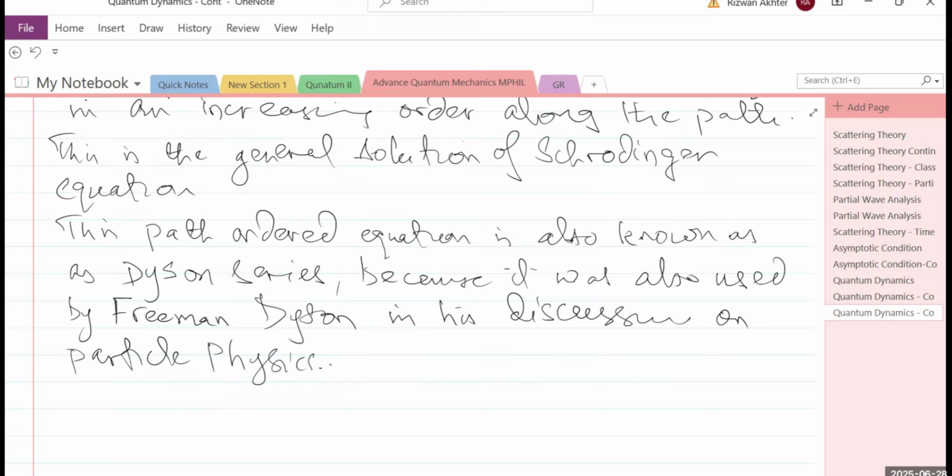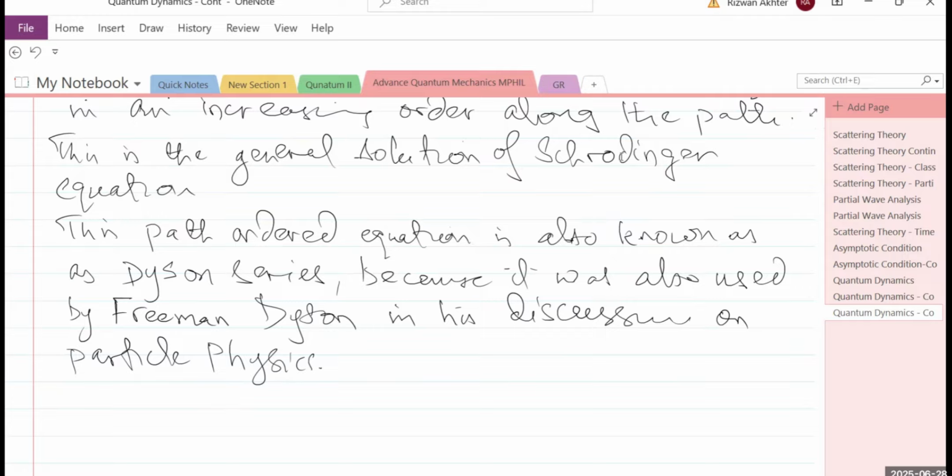So all these perturbative Hamiltonians are time ordered. Unless you have solved the preceding one, you cannot solve the later one. So you have to solve the preceding Hamiltonian first. Once you have solved the preceding Hamiltonian, then you come to the next, and then you come to the next, and so on.